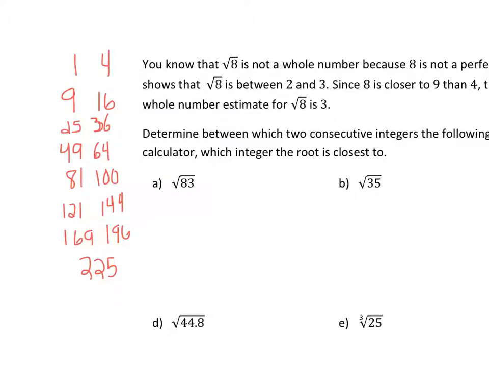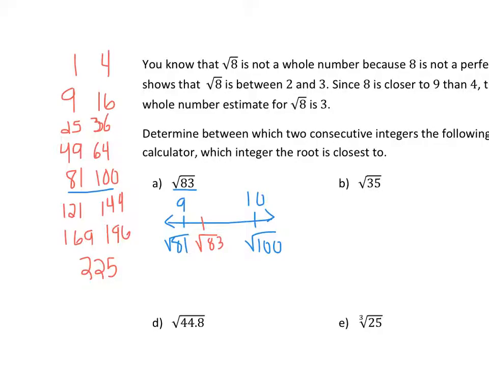consecutive integers it falls. So you want to look at your perfect squares here. I have square root of 83. It falls in between 81 and 100. So if I were to jot a number line here, here's square root of 81, which is 9. Here's square root of 100, which is 10. 83 is closer to 81 than it is to 100. This is where square root of 83 would lie, roughly.